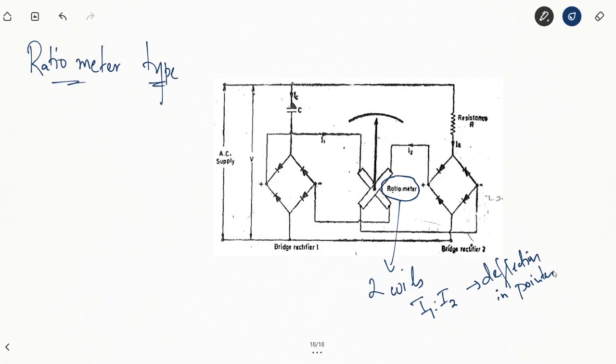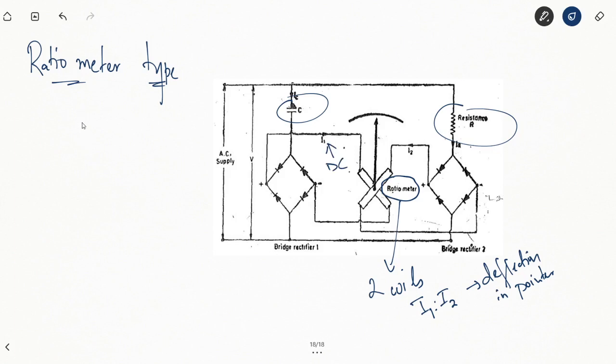Also attached to the rectifier bridge in series is a capacitor C, and to another bridge circuit is a resistance R. So you have capacitance C in series with one bridge rectifier and resistance R in series with another rectifier. So I1 and I2 are basically DC currents.